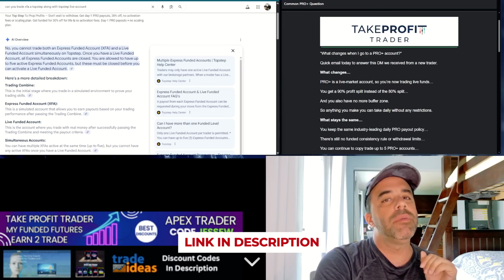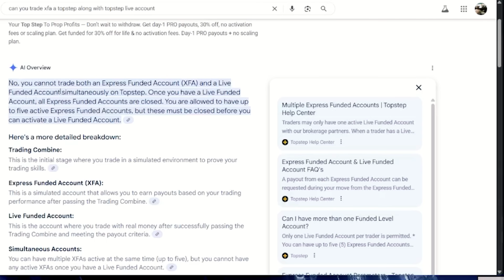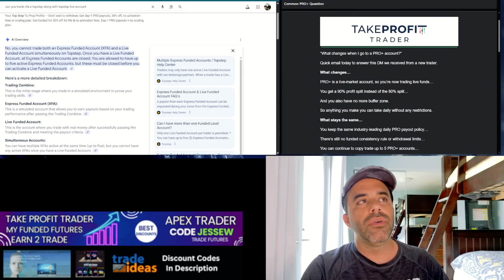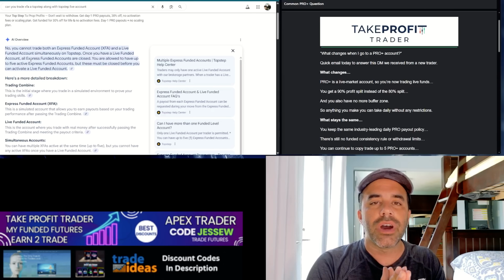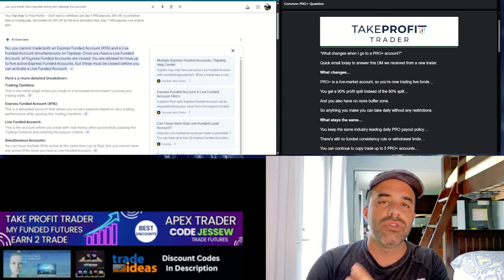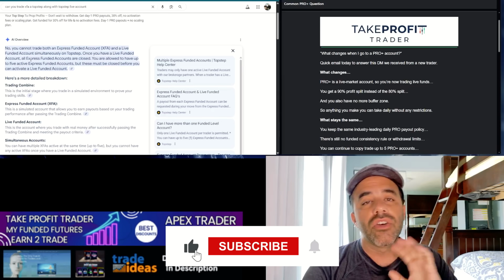Don't believe me about Topstep? Well, look right here. No, you cannot trade both an express funded account, XFA, and a live funded account simultaneously on Topstep. Once you have a live funded account, all express funded accounts are closed. You're allowed to have up to 5 active express funded accounts, but these must be closed before you can activate your live funded account, which makes sense, because let's say you have $2,000 in each, you got a $10,000 total profit. You can transition those $10,000 into your live account with them and close those XFAs.